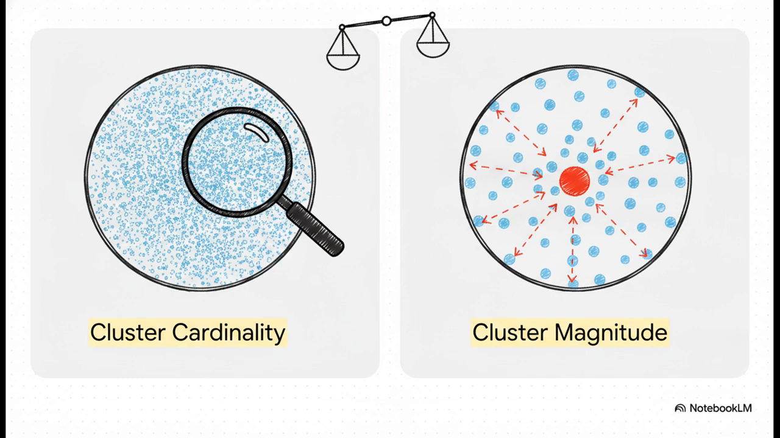We do this by comparing two crucial metrics. First is cluster cardinality, which is simply the number of examples inside a cluster. We weigh that against cluster magnitude, the sum of the distances from all points in a cluster to their centroid. Intuitively, these two should grow together.